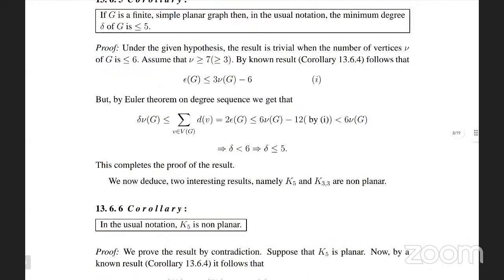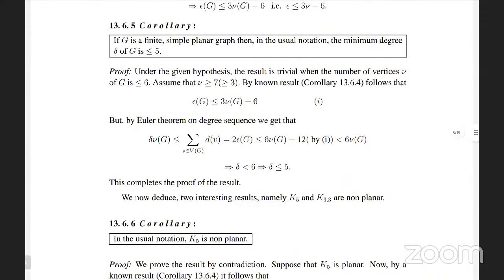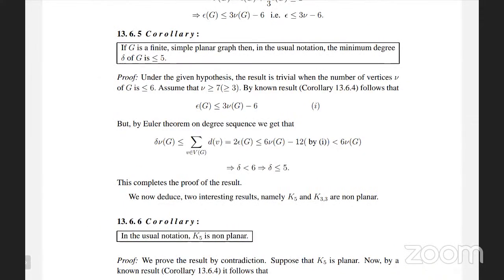Now, another corollary: if G is a finite and simple planar graph, then, in the usual notation, the minimum degree delta of G is less than or equal to 5. Under the given hypothesis, the result is trivial when the number of vertices V of G is less than or equal to 6.